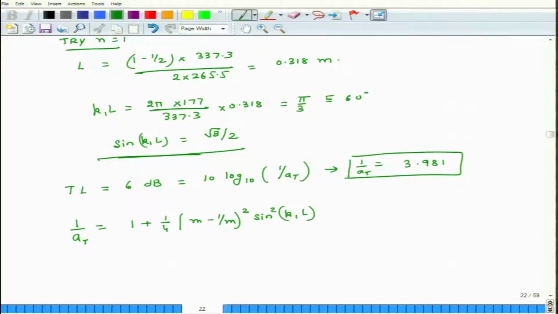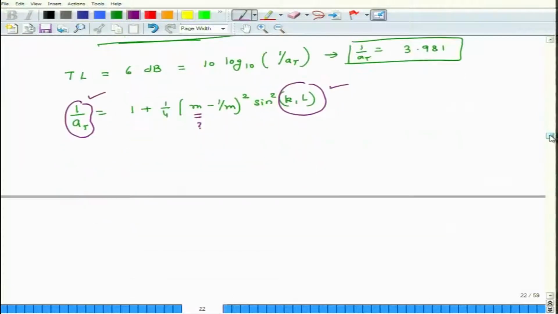So, now in this relation we know this, we also know this term, but we do not know this. So, we will compute m. So, we will write this expression.